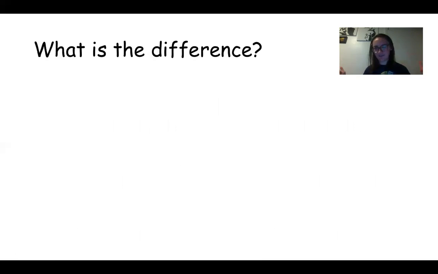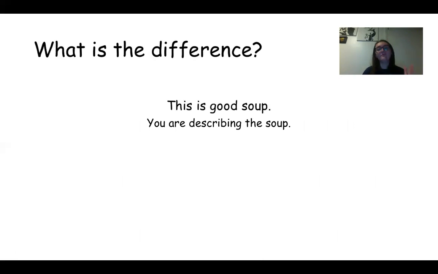So what is the difference? What is the difference between these words, these superlatives and adjectives, words that we use to describe things in English? So this is good soup. You're just describing the soup. You're talking about the soup. So if you say this is good soup, it means that you think it's yummy, that you think it tastes nice, right? So you're like, this is good soup. You're describing the soup. You're talking about the soup, only the soup.